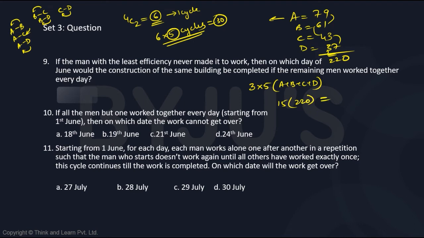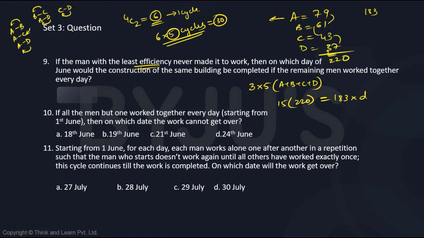This quantity of work is now being done by the top 3 efficient people, because the least efficient guy is not working at all. So we are looking at 79 plus 61, that is 80 plus 60, 140, 140 plus 43, 183. So this is 183 into the number of days D. So what will your value of D be?